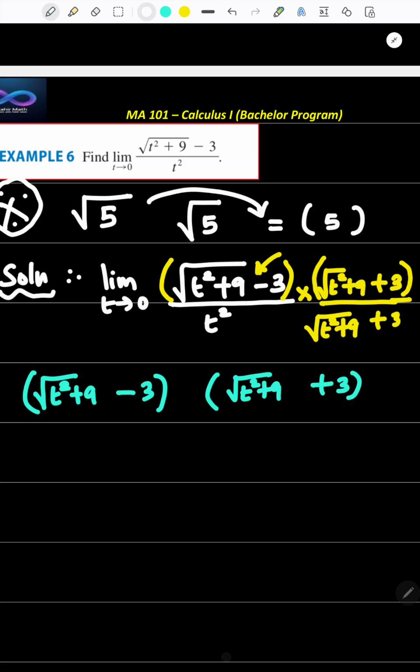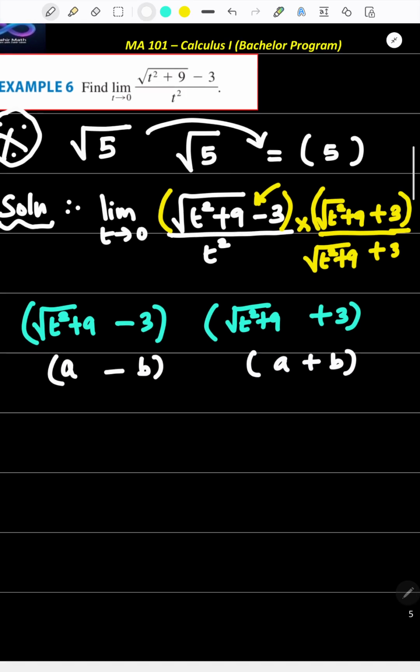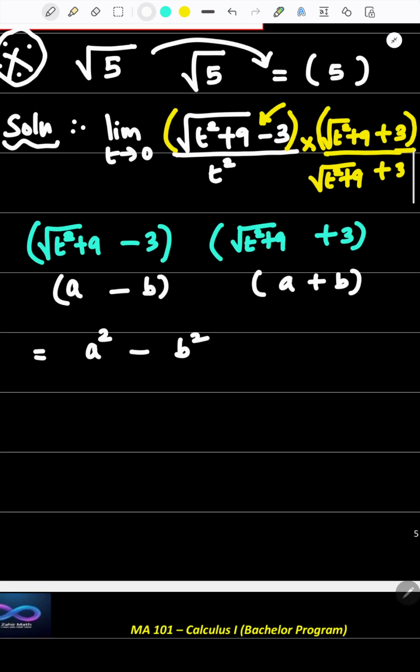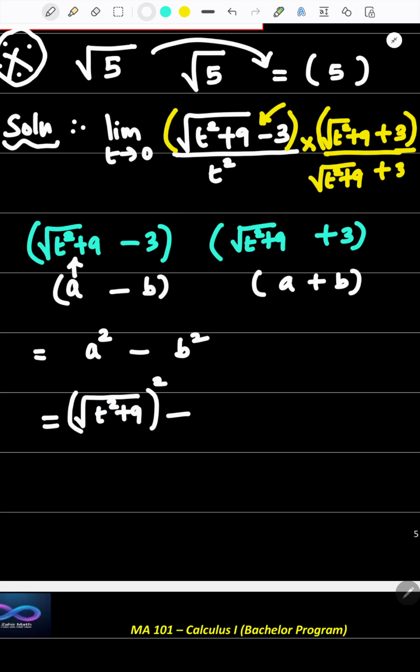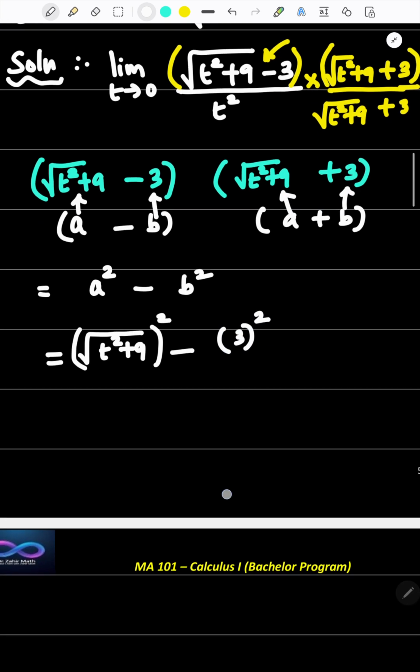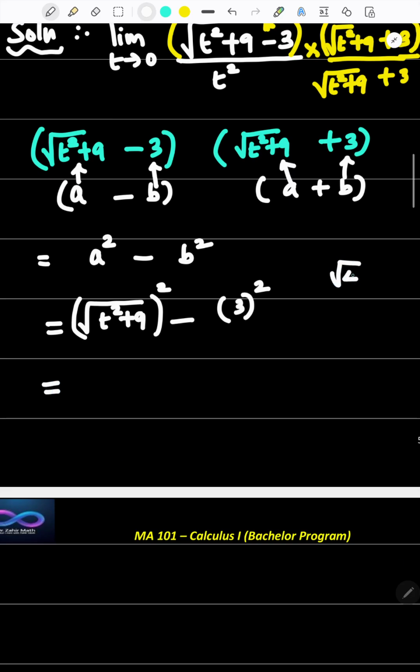How does it look? It looks like a minus b times a plus b. Can you see that? So a minus b times a plus b is a square minus b square. Of course, you all remember this rule, right? So what is in the place of a? Square root of t square plus 9, the whole squared, minus what is in the place of b? It is 3 squared. The same a is here, the same b is here. What do you mean by root 5 squared? Just now I told you, or root 2 we can take as a simple number. Root 2 squared is 2. The same thing, the square will become t square plus 9.